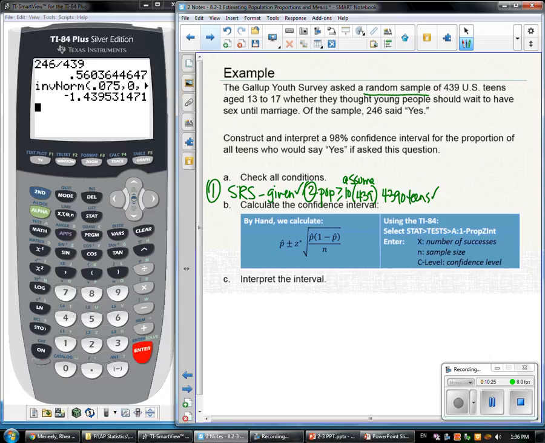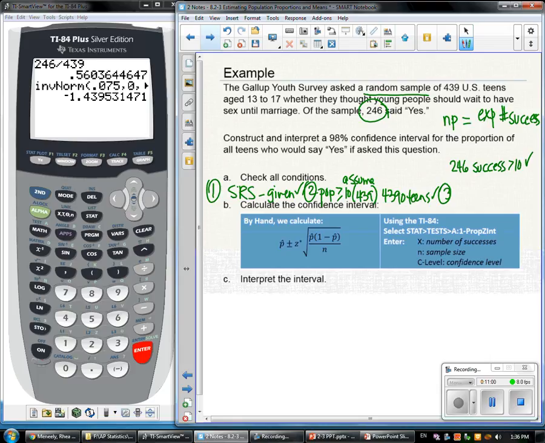And then our final condition is the large counts. We need to make sure that we have enough successes and failures that we can proceed with inference using a normal distribution. And so remember we said that you need to have at least 10 successes and 10 failures. So sometimes we actually compute n times p and we figure it out. Now it corresponds to our expected number of successes. But in this case, I know how many successes there were. There were 246. So we had 246 successes. That is more than 10.